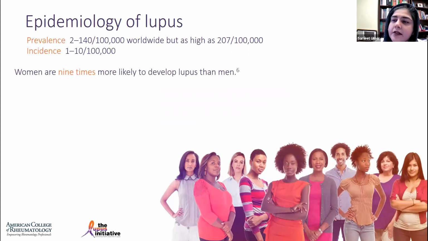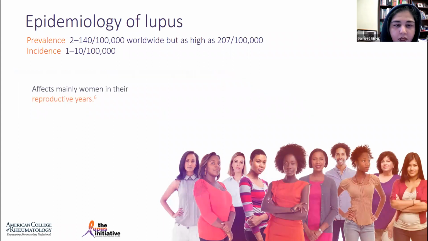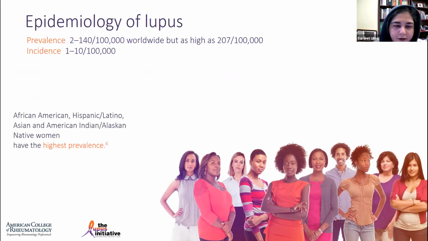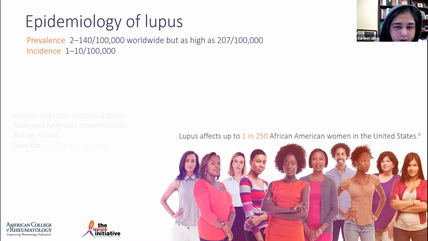So this is a disease which affects females, mostly women of color, but also Caucasian women. African American men can have lupus too, and they are usually diagnosed very late because we always think of it as more of a female disease. It affects mainly women in their reproductive age. African American, Hispanic, Asian, American Indian, and Alaska Native women all have the highest prevalence and very bad disease.